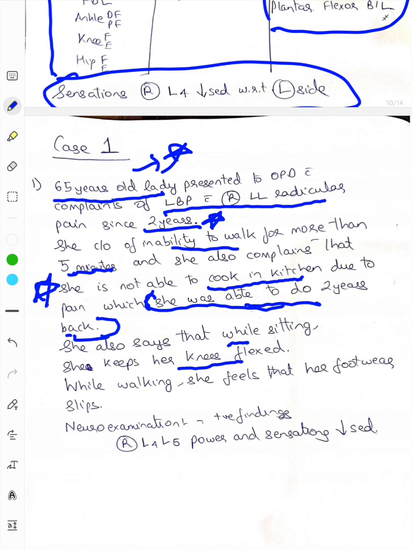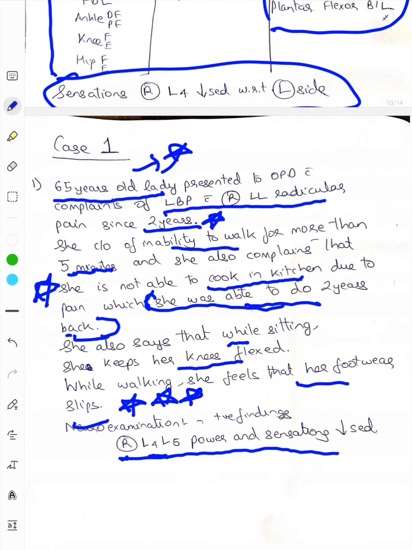That relieves the pain. And while walking, the next thing she says is while walking, she feels that her footwear slips. So there is some neurodeficit at the foot and toes, right? On further examination, the positive finding in this case is right-sided L4, L5 power and sensations decrease.